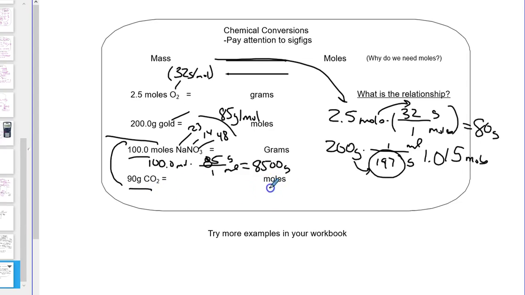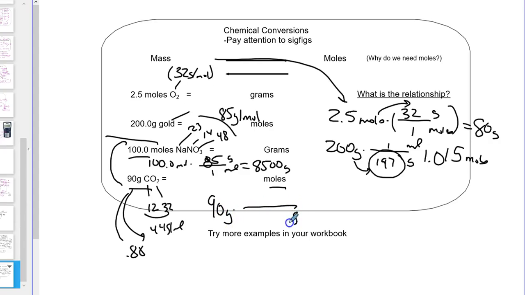90 grams back to moles. Okay, 1 mole, carbon is 12, oxygen is 16 times 2 is 32. Add them up, I got 44 grams per mole. I have more than 1. I have more than 2. 2 would be 88. A little bit more than 2, not much. I don't have 3. So I expect a number just more than 2. 90 grams. Grams to moles. 1 mole is 44. 90 divided by 44 gives me 2.04.